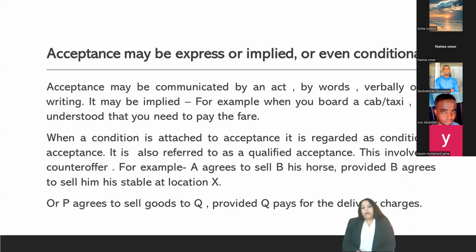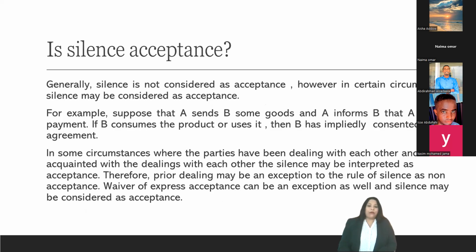For example, A agrees to sell B his horse, provided B agrees to sell to him his stable at location X. So there is a counter offer here. Or P agrees to sell goods to Q, provided Q pays for the delivery charges. So conditional acceptance can be qualified acceptance. You can also say that acceptance may be expressed, implied, or qualified. And there can also be a counter offer.